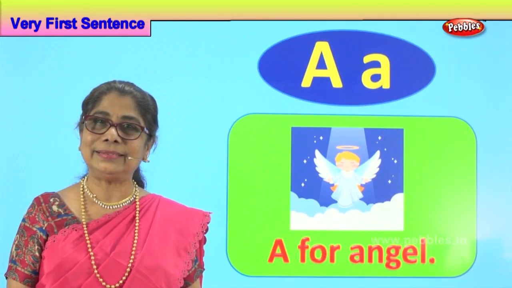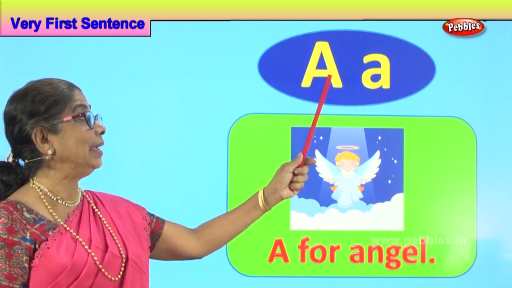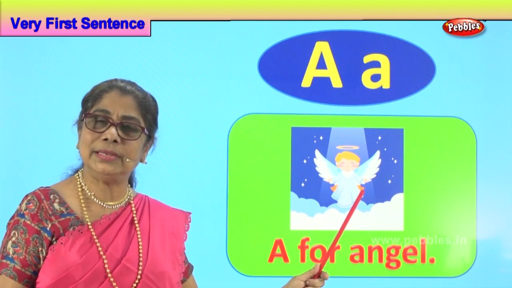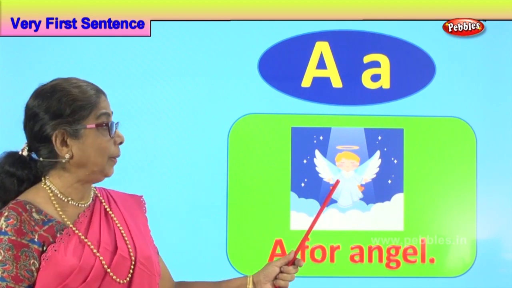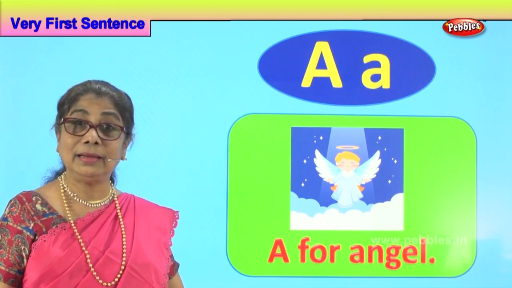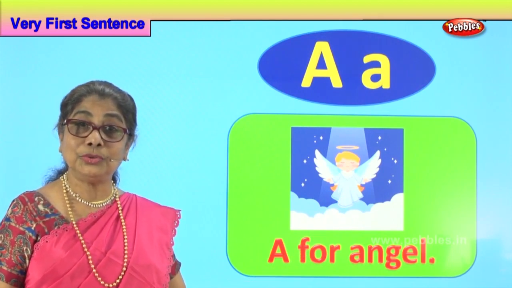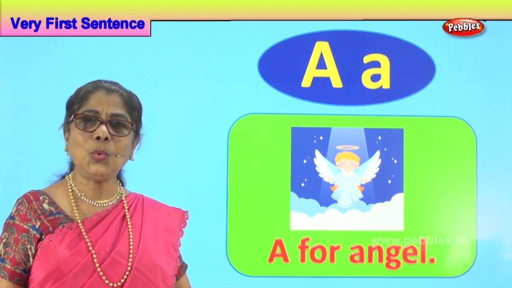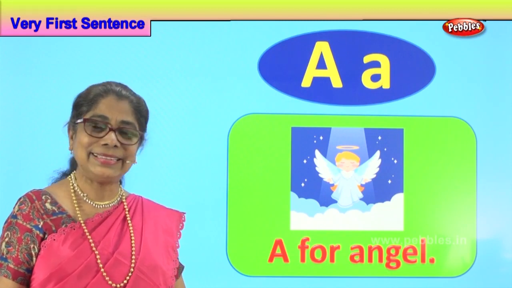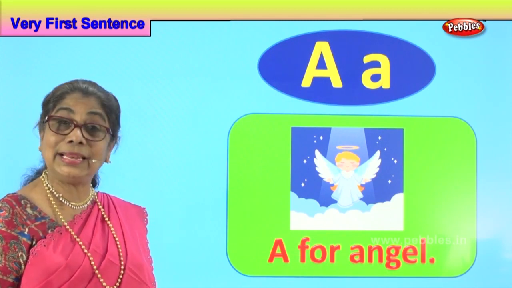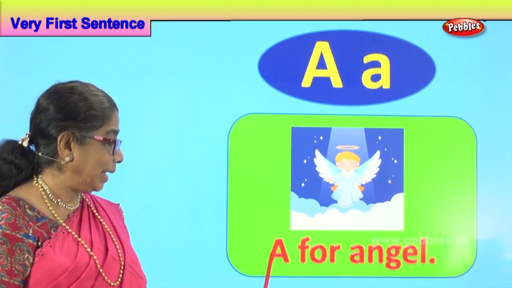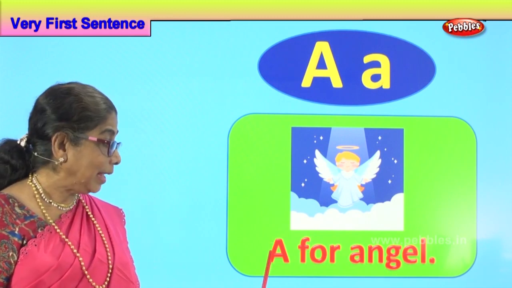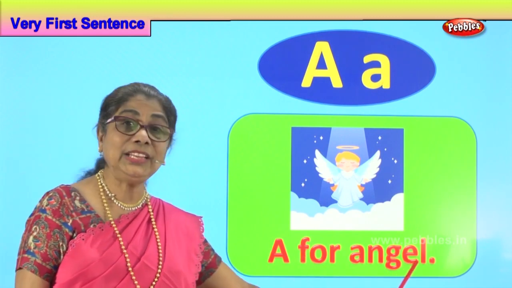What do we see here? Letter A, big and small. Sound A. What picture is this? Angel. It's a picture of an angel. Any little girl or boy, if you're very good, the teacher, mama, and all the aunts say, oh, what an angel. Yes? So, you are also a little angel. Let's read. A for angel. Read with me. A for angel.